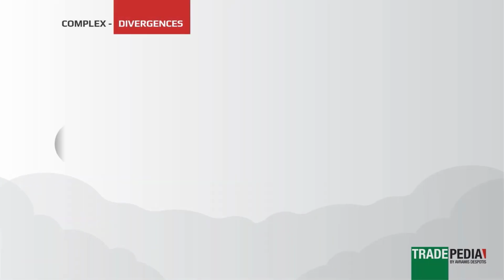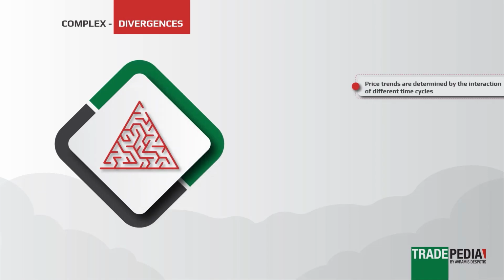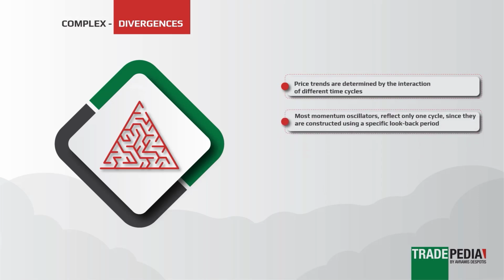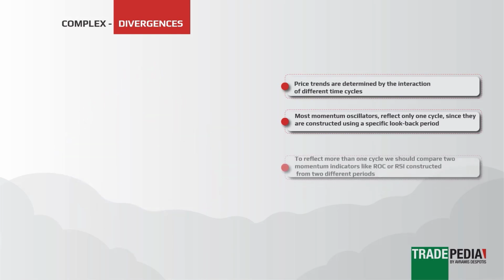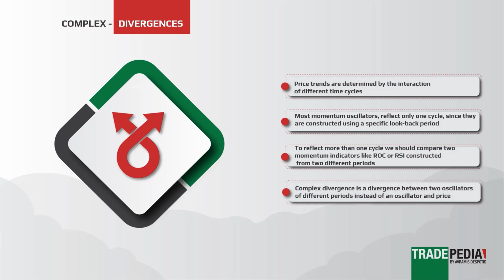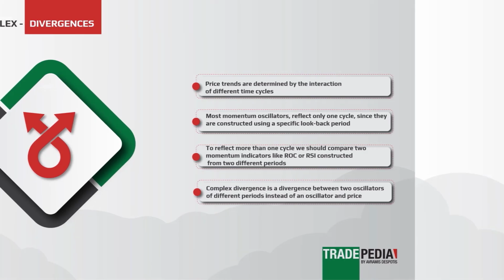Let's see what complex divergences are. Price trends are determined by the interaction of different time cycles. Most momentum oscillators reflect only one cycle, since they are constructed using a specific look-back period. To reflect more than one cycle, we should compare two momentum indicators like ROC or RSI, constructed from two different periods. The complex divergence is a divergence between two oscillators of different periods instead of an oscillator and price.